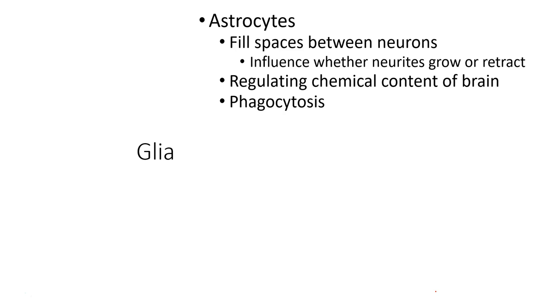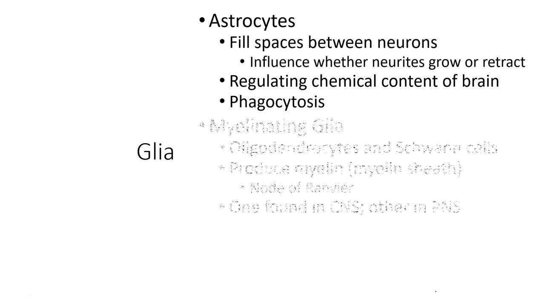They fill the spaces between neurons. They influence whether extensions from neurons grow or retract. They regulate the chemical content of the brain, and they engage in something known as phagocytosis, which is essentially like Pac-Man, gobbling up any debris that might exist within the brain if there's any damage or kind of trash.